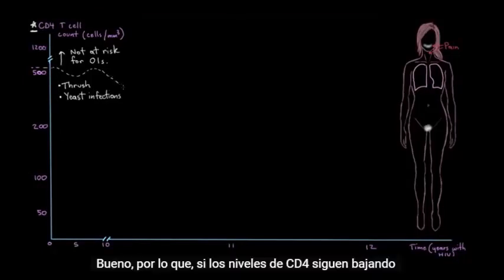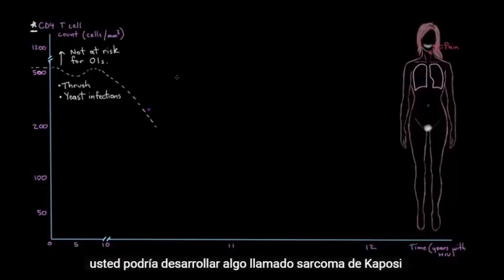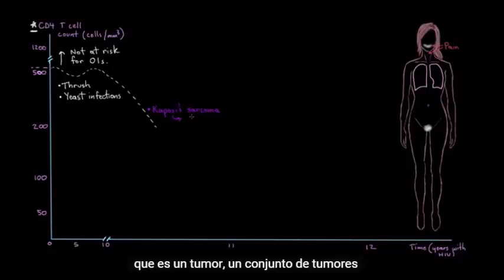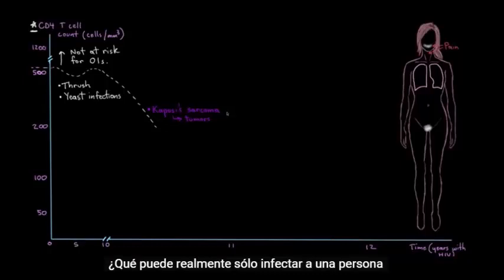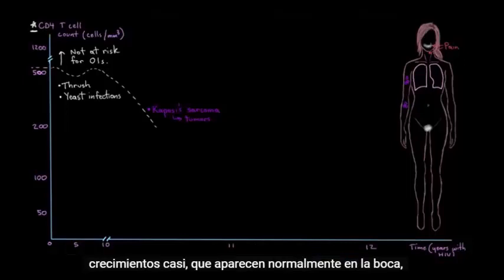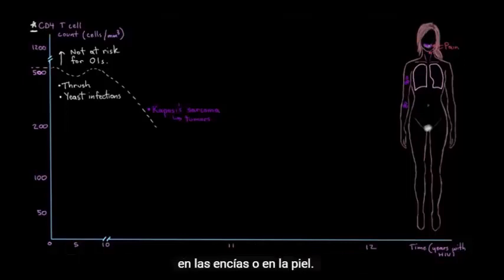Good. So if your CD4 levels continue to drop, you could develop something called Kaposi's sarcoma, which is a tumor or a set of tumors caused by human herpes virus 8, which can only really infect a person with a weakened immune system. So the classic signs that you should look out for with Kaposi sarcoma are these purple patches or nodules, growths almost, that appear usually in the mouth, on the gums, or on your skin.